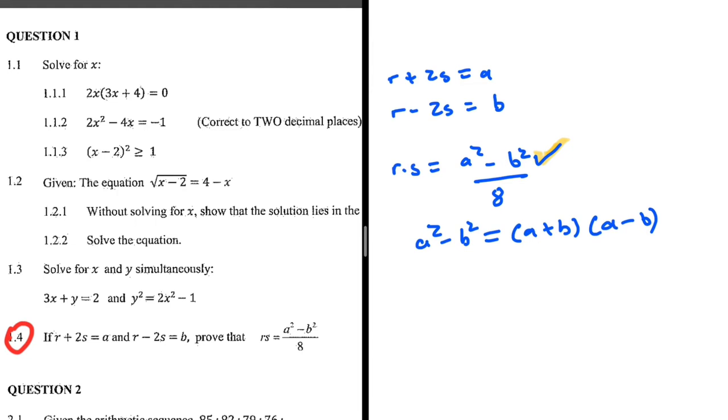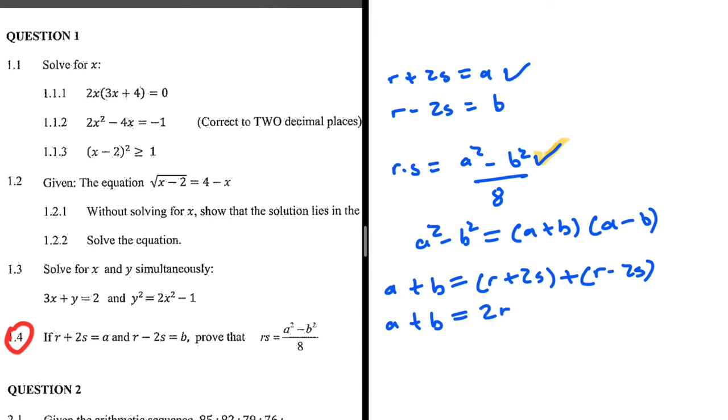So because we have a difference of 2 squares, let's take a look at a plus b and figure out what this is equals to. A plus b, we know that a is equals to r plus 2s, right? So we're going to have r plus 2s, and then plus b. b is r minus 2s. So r plus r is 2r. So we have a plus b being equals to 2r. 2s minus 2s will give us 0. So there we go. We have a plus b, which is equals to 2r.